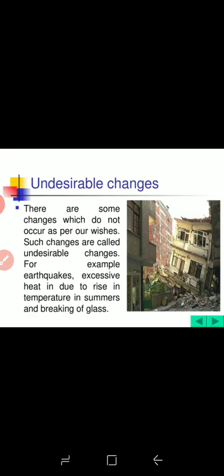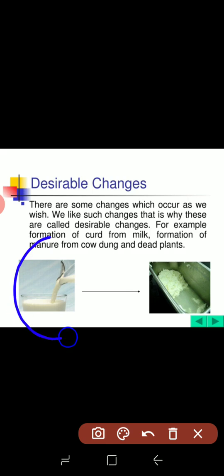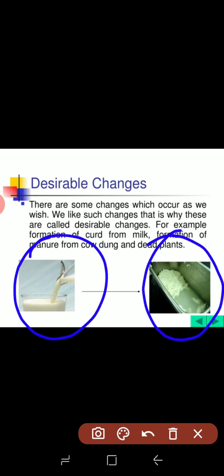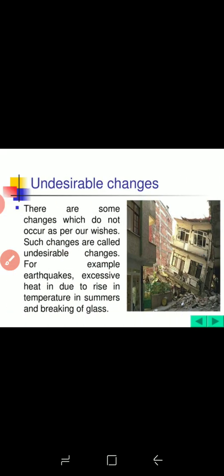Undesirable changes are those you don't know about; these changes are unpredictable. There are some changes which do not occur as per our wishes. These changes cannot occur according to our wishes, and such changes are called undesirable changes. For example, earthquakes, excessive heat due to the rise in temperature in summers, and breaking of glass.